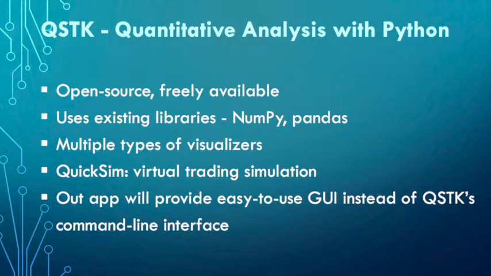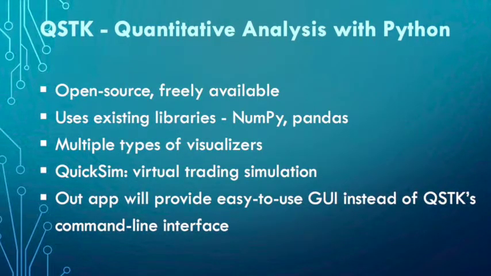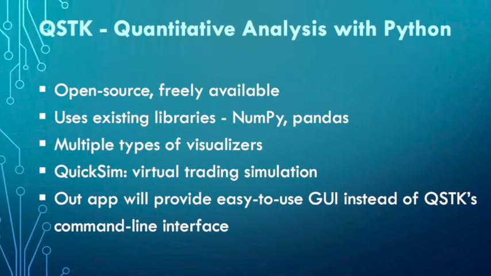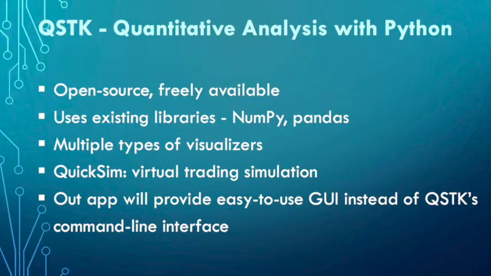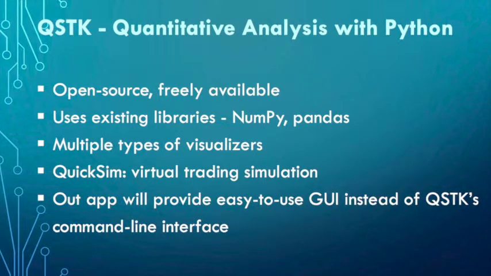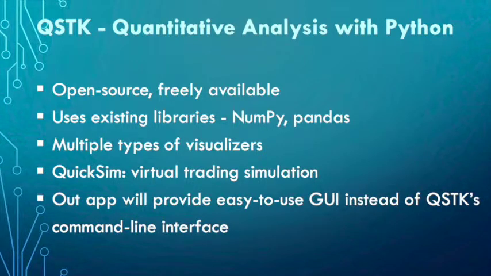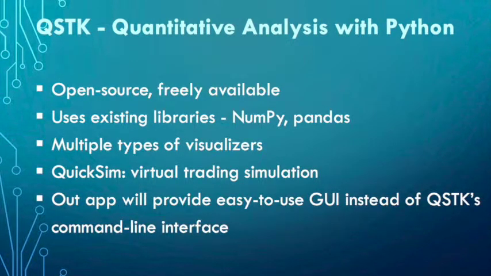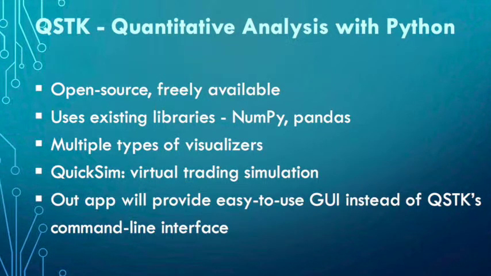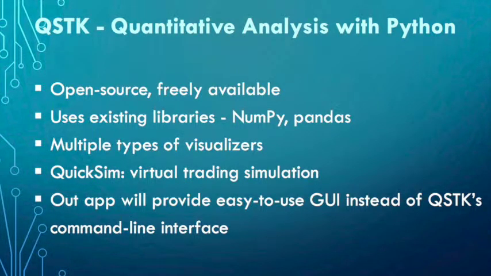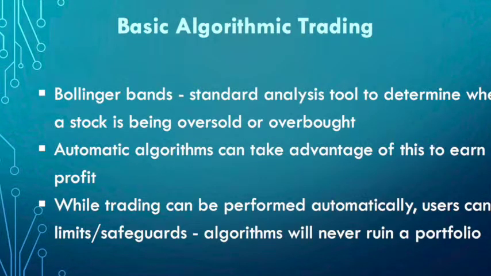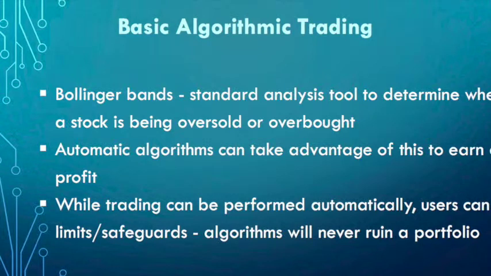And then another major advantage is that we will provide a nice GUI instead of the command line interface that comes with the QSDK stock. So making it available to non-technical people was a main feature. Some things that we're going to be using are Bollinger Bands. It's a standard analysis tool to determine just when something's oversold or overbought. That way you don't have too much volatility in your portfolio.